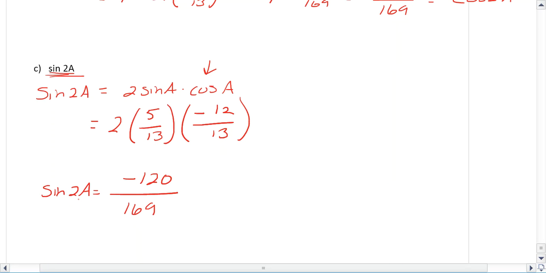And so that's how we use these double angle identities. So now we've completed the pink sheet. You are free to use all of these identities in your work for the assignment for section 11.5.